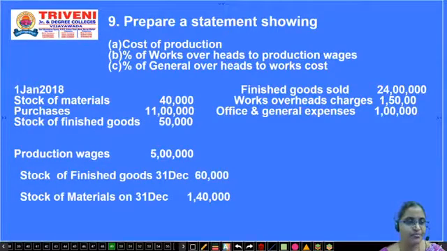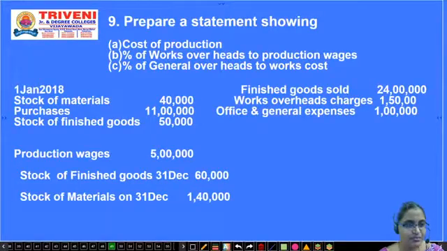Next in detail, 1st January 2018 stock of materials 40,000. The date was given first, which means it was opening stock of material. Opening stock 40,000. Purchases 11 lakh. Stock of finished goods, but whether it is opening or closing, a doubt arose.